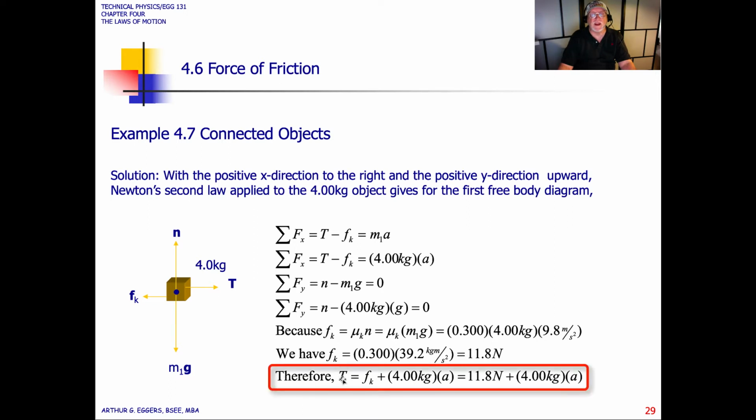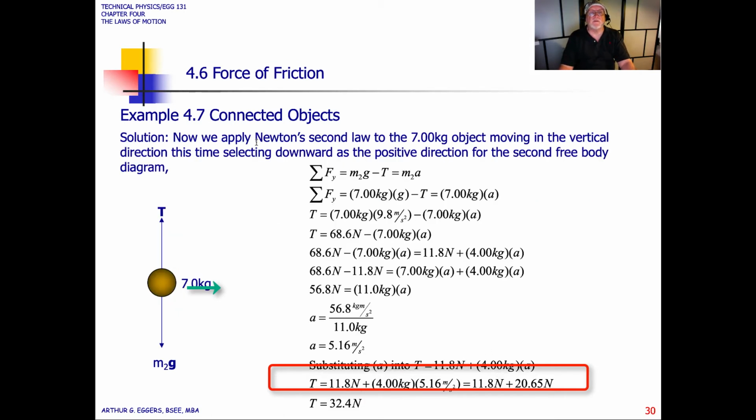Therefore, the tension in the cable off of the right side of the free body diagram is equal to the friction force of kinetic movement plus 4 kilograms times the acceleration, which is equal to 11.8 newtons plus 4 kilograms times the acceleration. Okay, so we're drawing out each one of the components in the relationship here, so that we can take all of the x terms now, plug in the values, and we've gotten just a little farther.